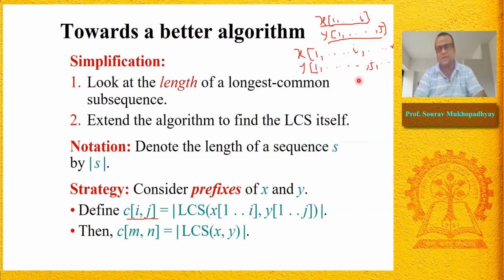So we take x up to i, we take y up to j, and then we consider the longest common subsequence between these two, x up to i and y up to j, and then the length of that subsequence will be Cij. Now if we can find all Cij's for all i and j, then we are done. Why? Because what are we looking for? We are looking for the length of the longest common subsequence. So can you tell me what that is in terms of Cij?